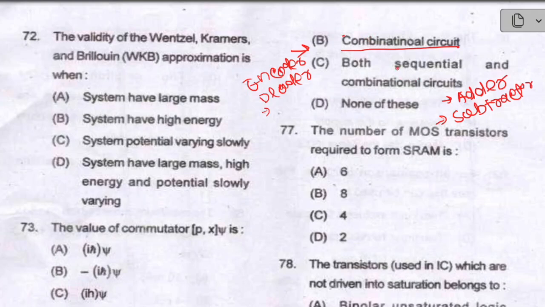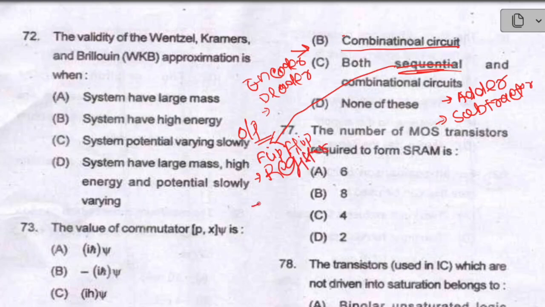But in case of a sequential circuit, the output depends on the present input as well as past input. Examples of sequential circuits are your flip-flop, then your registers, then counters. In all these you will find a feedback element or a memory element.